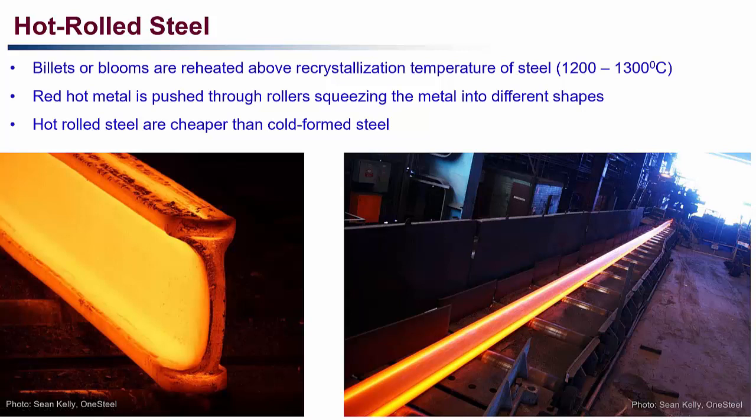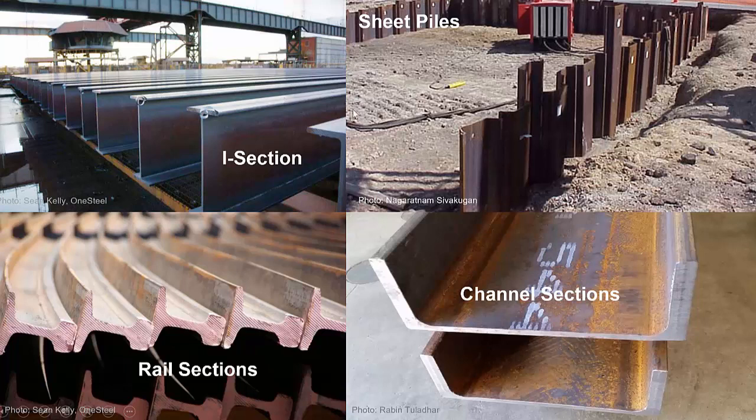The structural steel members in the hot rolling process are used to produce various sectional shapes such as wide flange section, as you can see here, I section, or sheet piles, channel sections, or rail sections as well. Steel produced through the hot rolling process is relatively cheaper than cold formed steel.